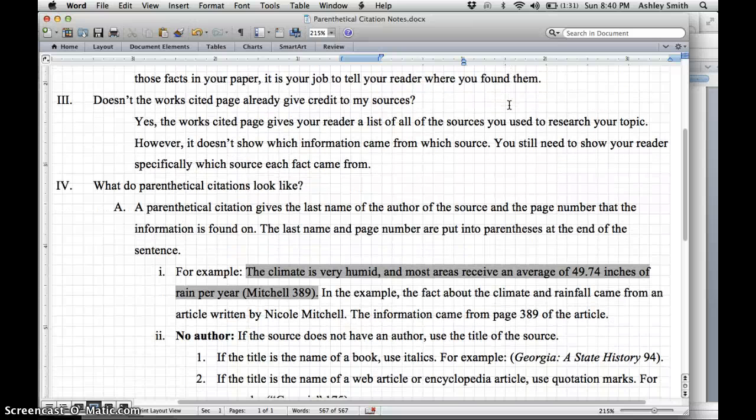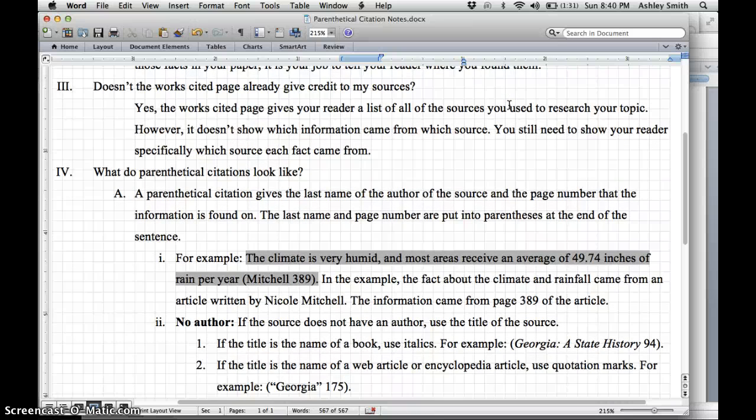Doesn't my Works Cited page already give credit to my sources? You may be wondering that. Yes, the Works Cited page does give your reader a list of all the sources you used to research your topic. However, it does not show which information came from which source. It's still your job to show your reader specifically which source each fact came from.